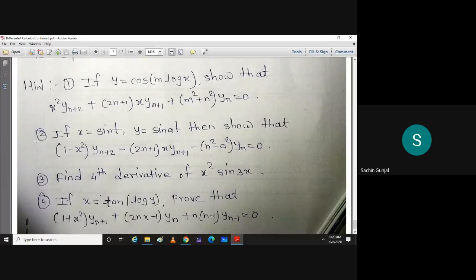What about this second one? Don't start immediately. Just tell me how you are going to deal with this second one. x is a function of t, y is also a function of t, and you have been asked to prove this expression. What exactly are you supposed to do? Anyone?